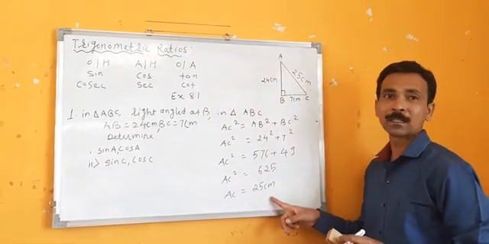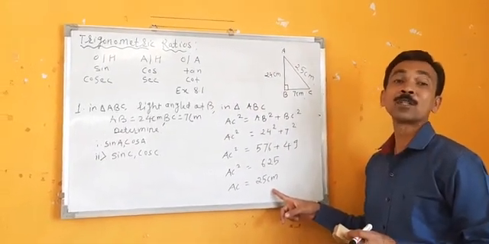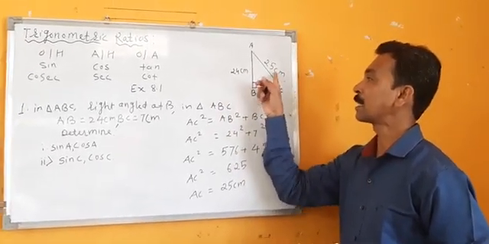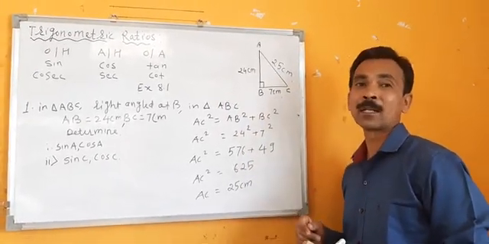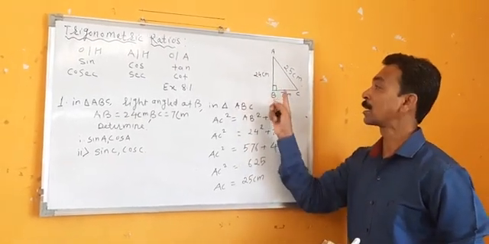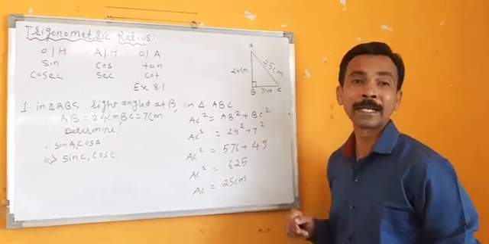Okay? Is it clear? We have to find the third side using Pythagoras theorem. Here these two sides are given, that is why we have to find hypotenuse. And if it is asked to find hypotenuse, it will be positive, or in other cases it will be negative.